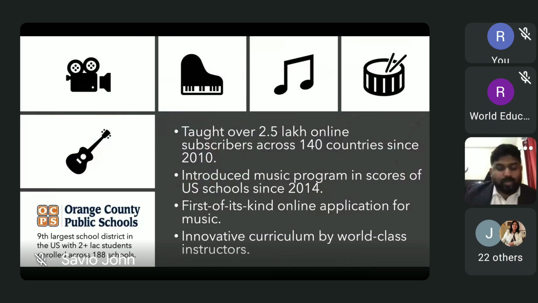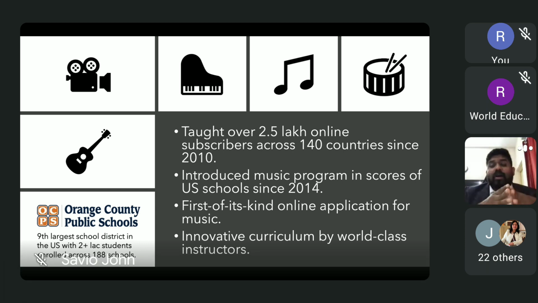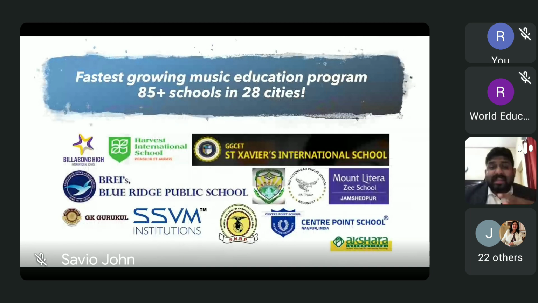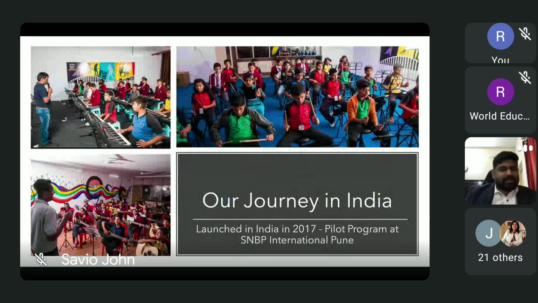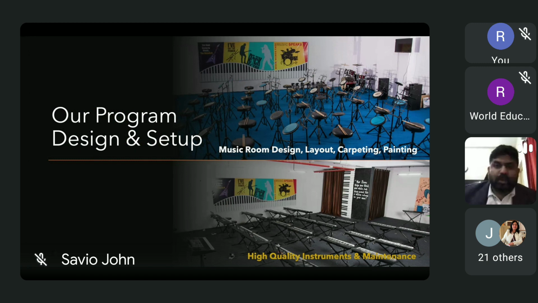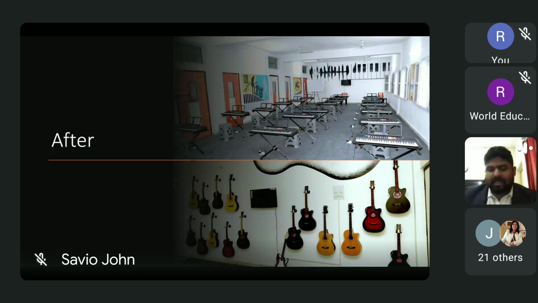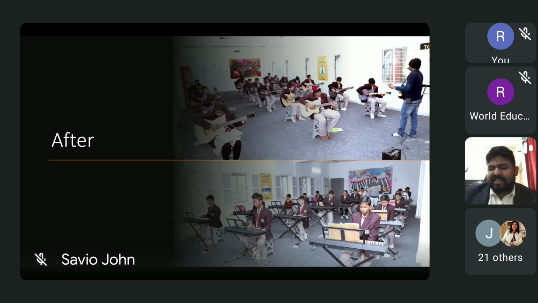And just to talk about Torrens, the company which I represent today, we have taught over 2.5 lakh online subscribers across 140 countries. And this music program which we have is in over 85 plus schools across 28 cities in India right now. And these are some images from our live classroom. This is how our music rooms look like. This is how the rooms were given to us initially, and this is how we transformed the music rooms. These are all images from live classes.